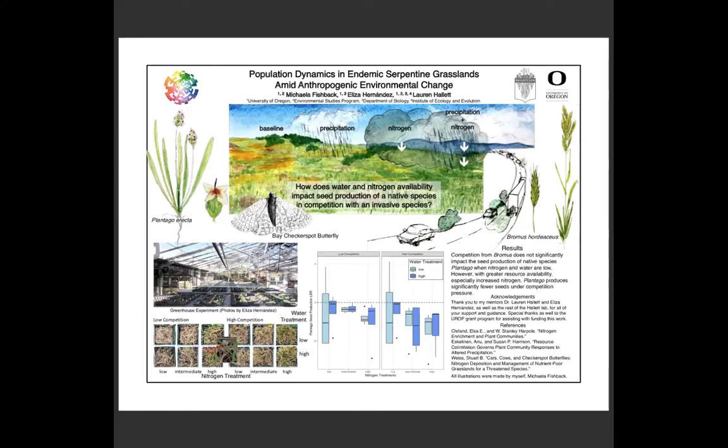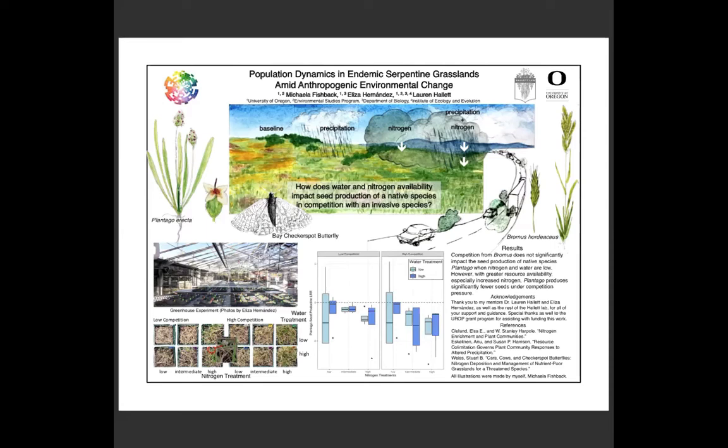These results also indicate that water availability reduces seed production of Plantago when nitrogen is low, but increases seed production when nitrogen levels are intermediate or high. This can be seen in the variation of the water treatments in the different colors of blue based on the nitrogen treatments at the bottom.